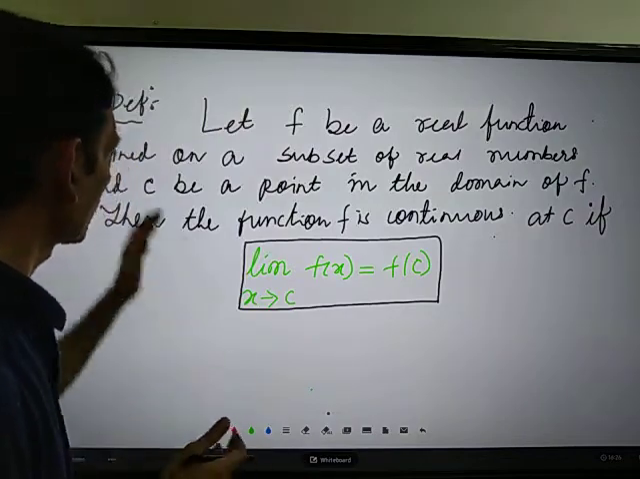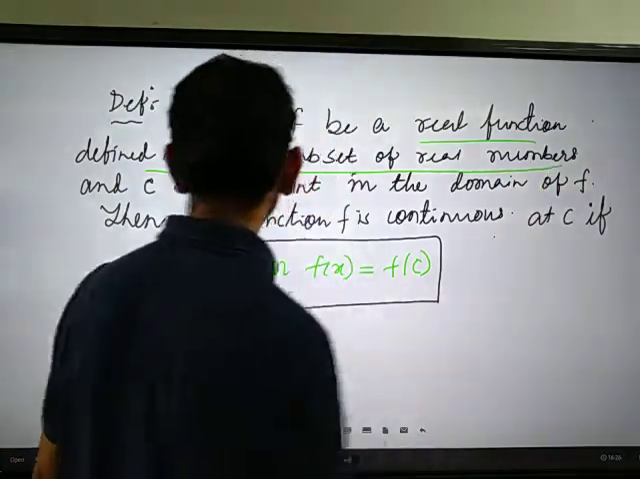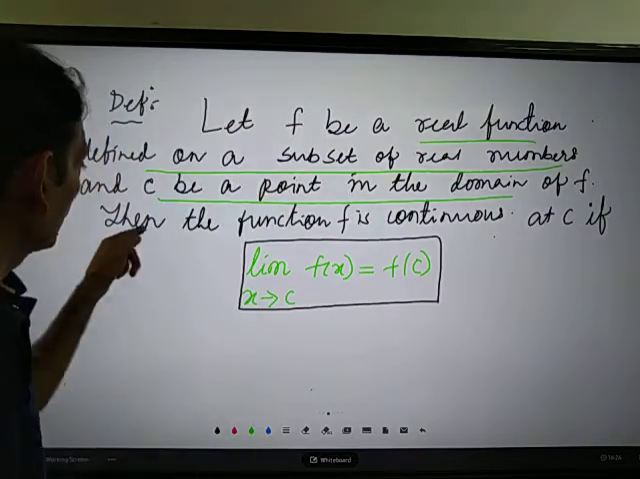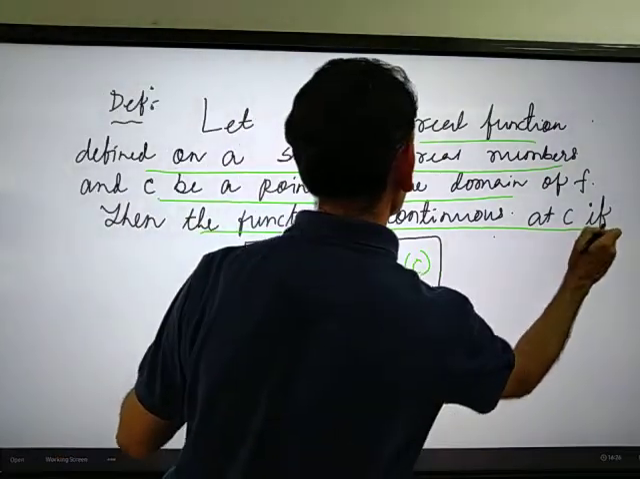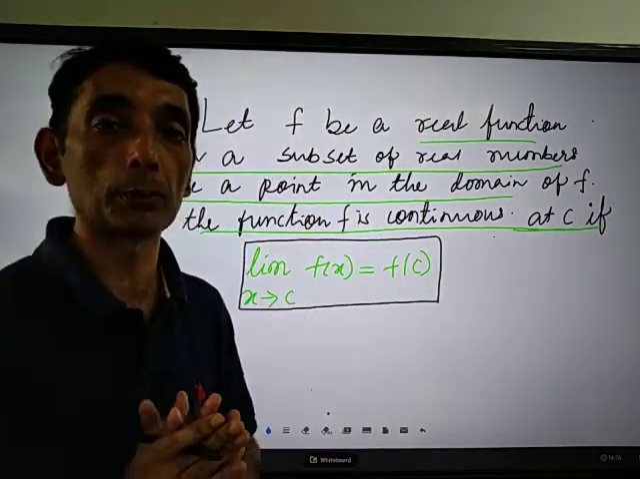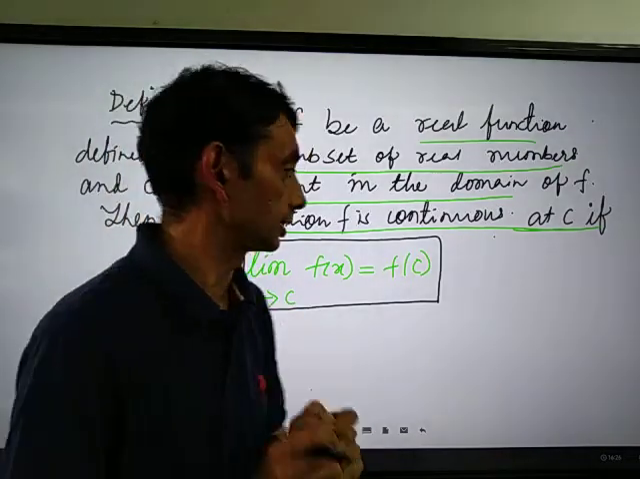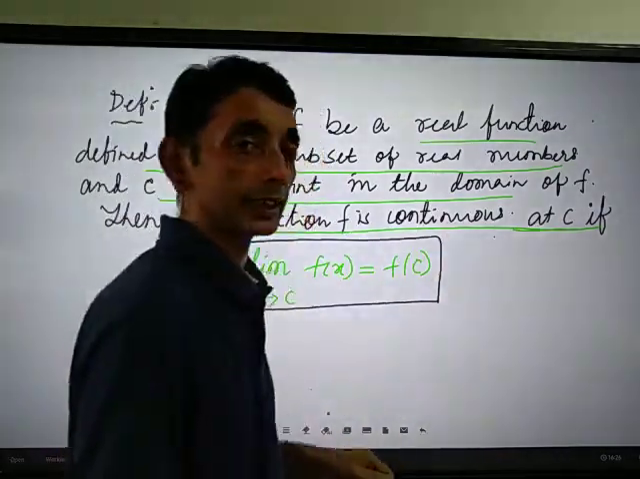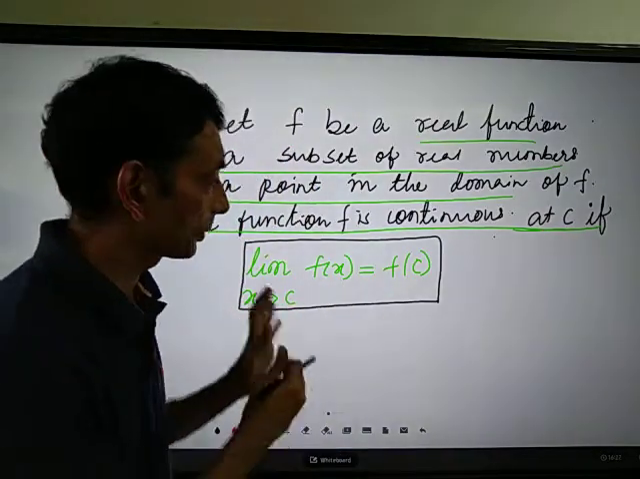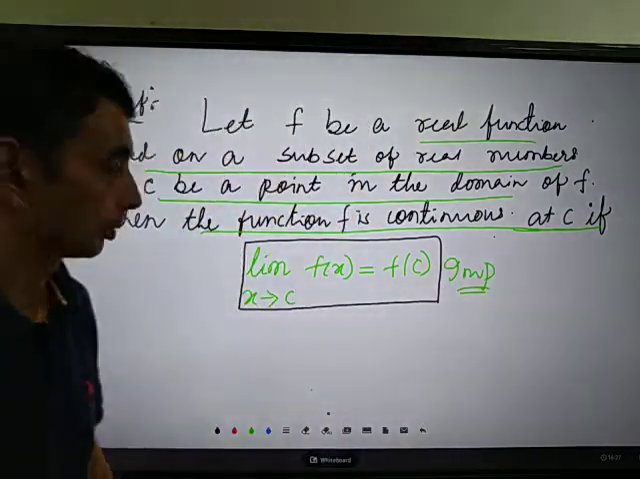Let f be a real function defined on a subset of real numbers, and let c be a point in the domain of f. Then the function f is continuous at c. We are discussing today continuity at a particular point. Remember this, we are just focusing on continuity at a point. f is continuous at c if limit x approaches c, f(x) is equal to f of c. What is the meaning of this? This is a very important definition for continuity.